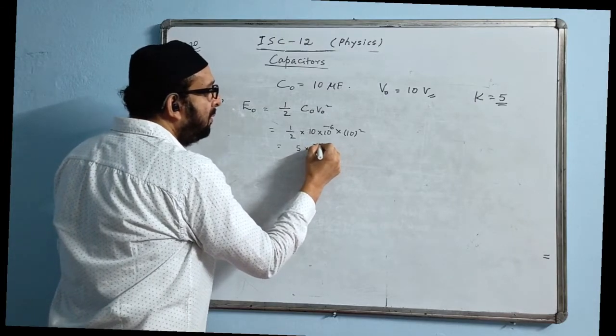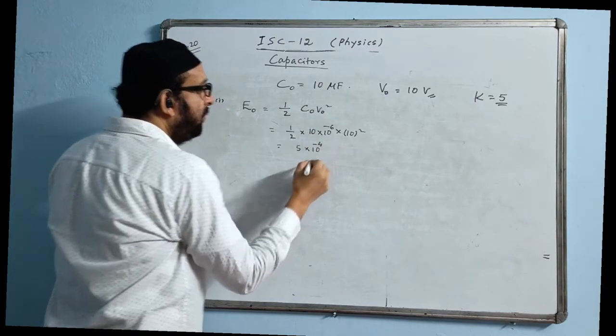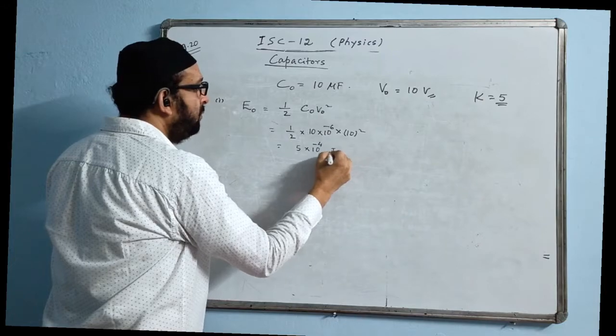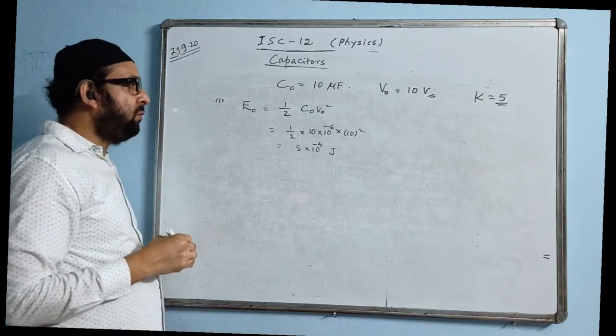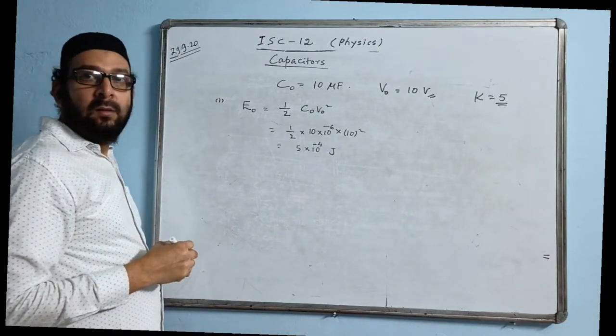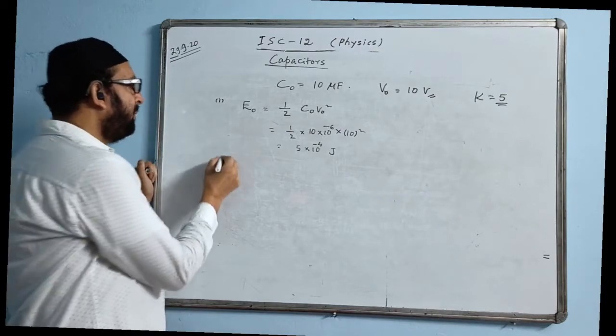Now we will find the answer, which is coming 5 into 10 to the power of minus 4 joules. 5 into 10 to the power minus 4 joules. That is the answer for the first part of the question.